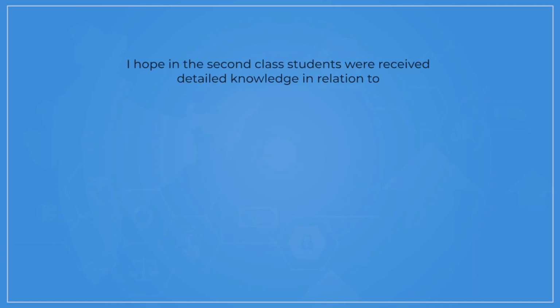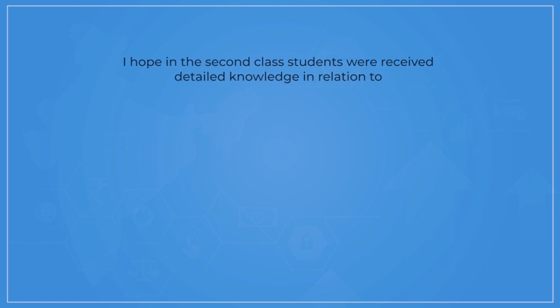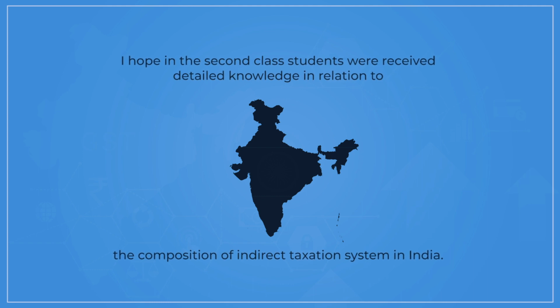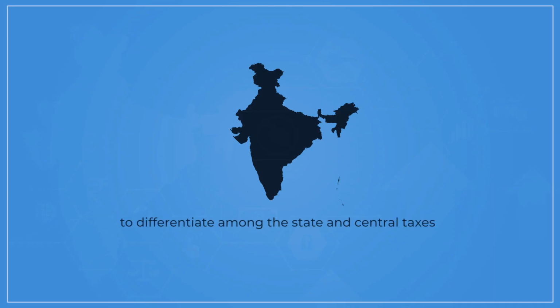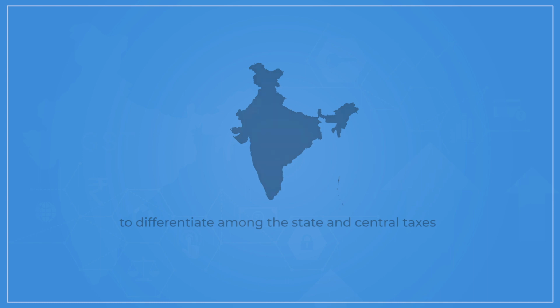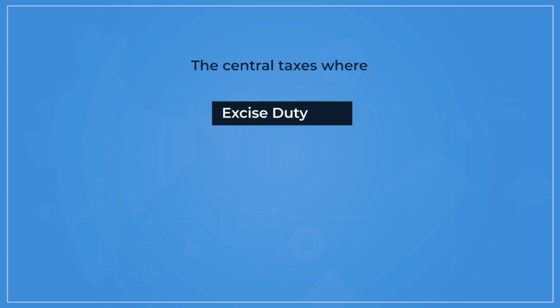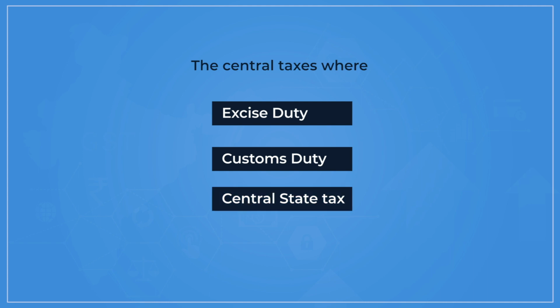This is the class summary. I hope in the second class students received detailed knowledge in relation to the composition of the indirect taxation system in India. Further, it helped the students to differentiate between the state and central taxes. The central taxes were excise duty, customs duty, central sales tax; state taxes were the state sales tax, that is VAT, value added tax. Thank you.